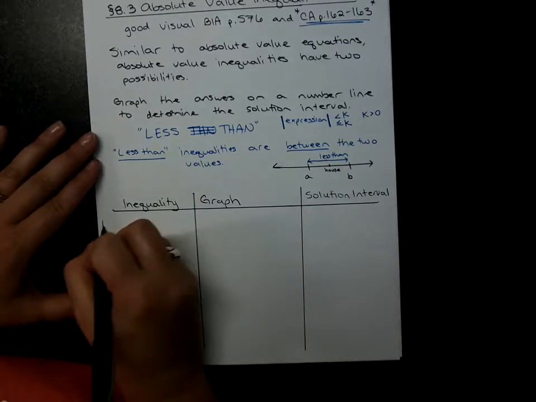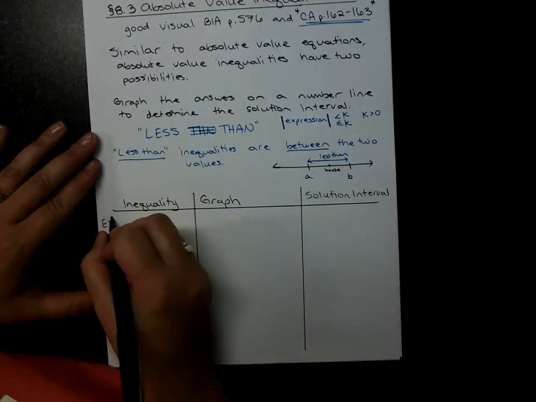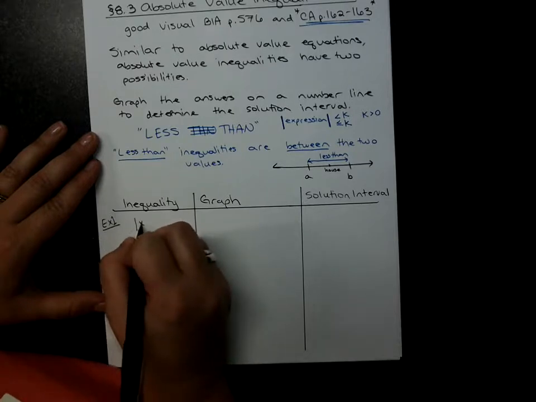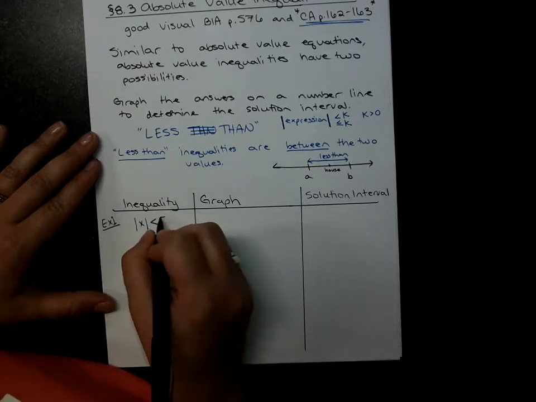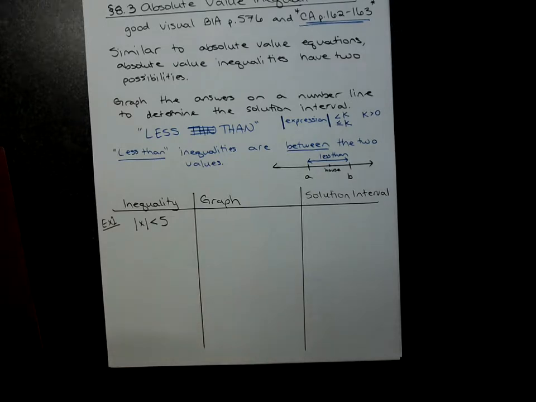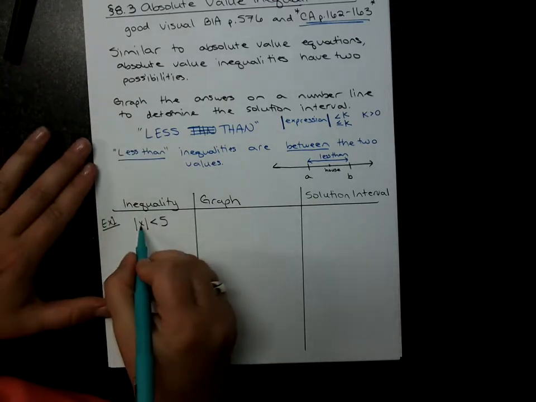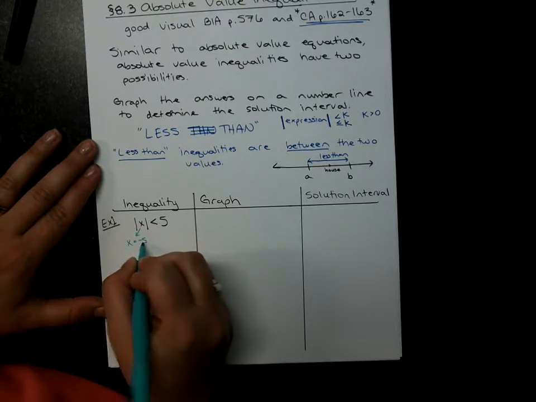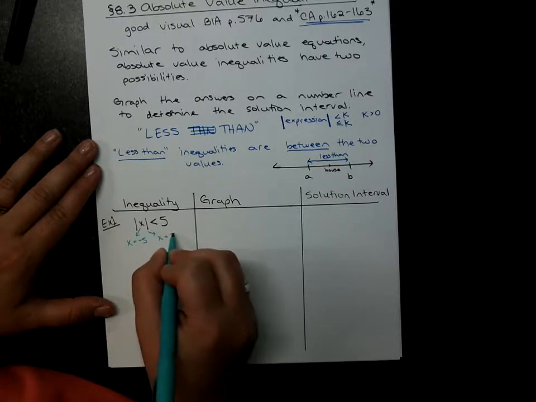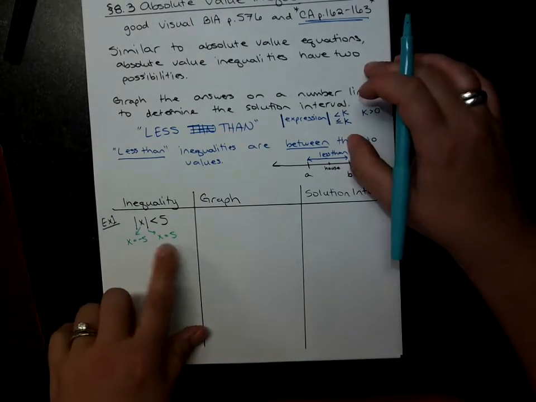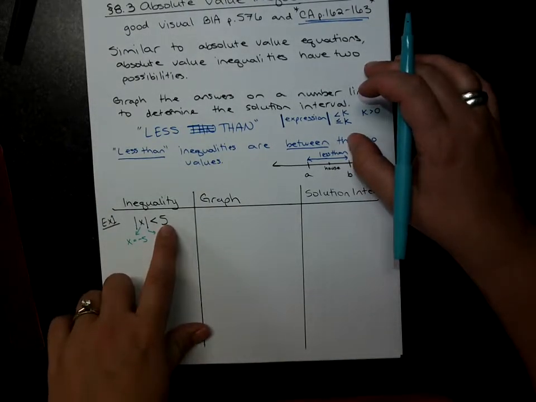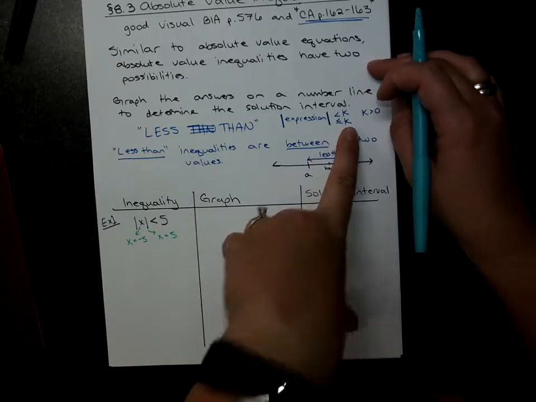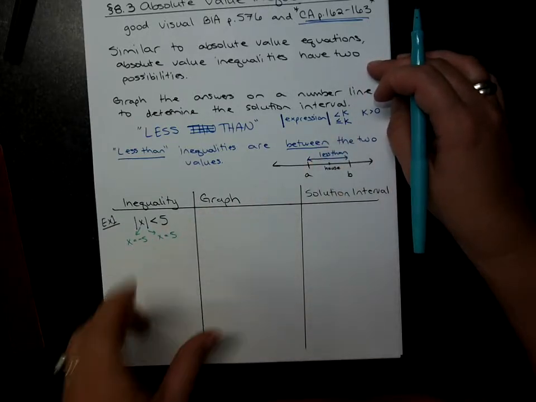So example 1 is nice and simple. If I have the absolute value of x is less than 5, I know that we're going to have two options for what goes inside those absolute value bars. Inside those bars, x is either -5 or x is +5. Just like before, you either have the negative or the positive of the constant over here. That's what the k value is. So you either have a negative of that k or a positive of that k.